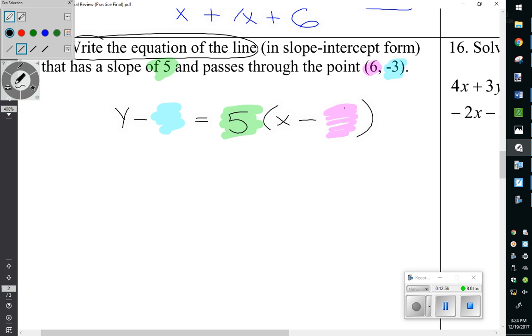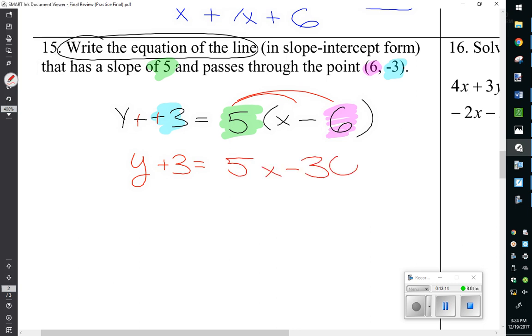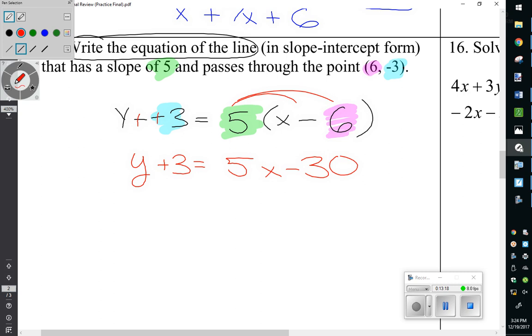Our x value is 6, so it's going to be x minus 6. Our y value is negative 3, so it's going to be y minus a negative 3. As is always, when you have minus a negative here, that's going to become positive. So y plus 3 over here. Over there, I'm going to distribute and get 5x minus 30. And then finally, I'm going to get y by itself, so I'm going to subtract 3. Minus 3, minus 3, y equals 5x minus 33.